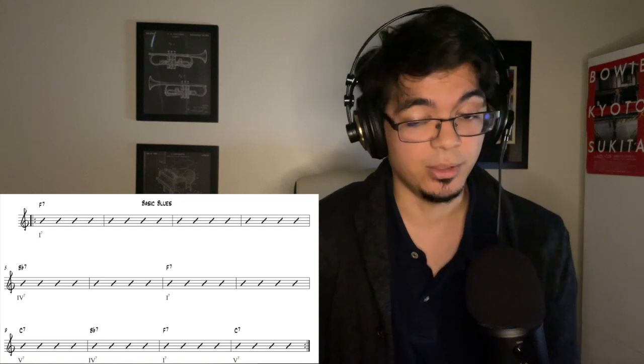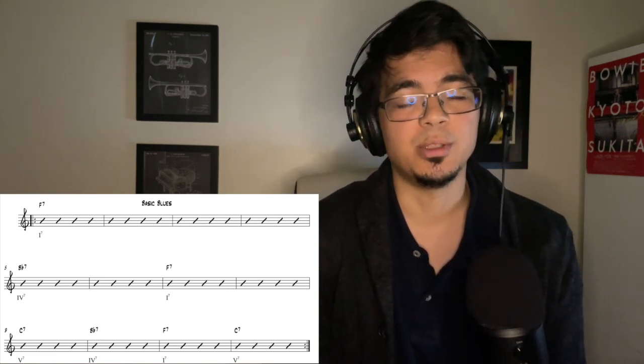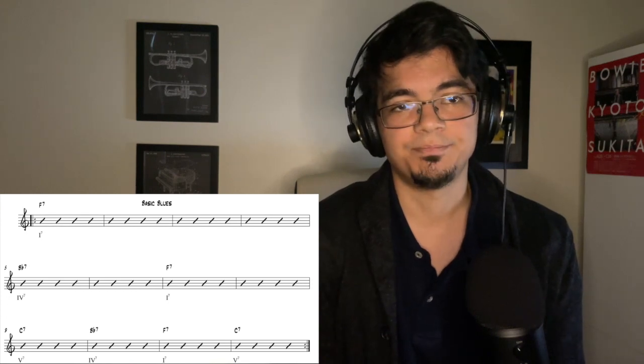This is an example of a basic blues melody and improvisation.